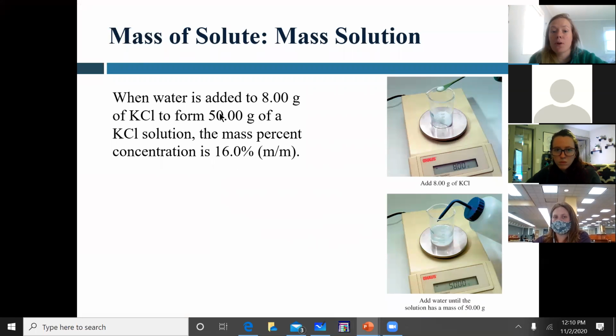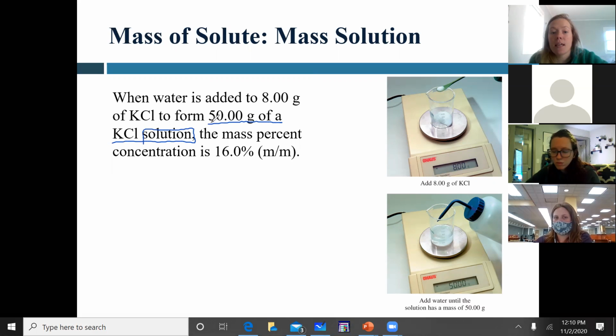So the same numbers, but instead the question is specifically saying you have 50 grams of the solution. So what you need to be looking at is, is this telling you the solution, or is it just telling you the value of the solute? If it's just telling you the value of the solvent, then you need to add it to the solute's value. If it's telling you, hey, I added until I got to a total solution value, you can just run with that as your denominator.